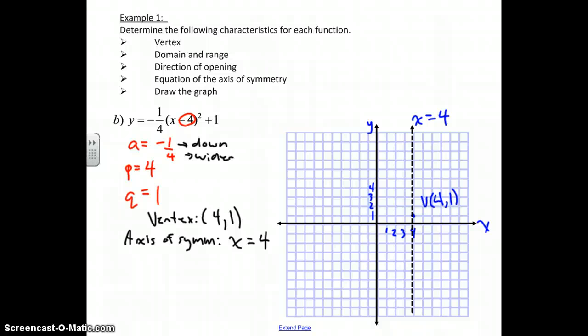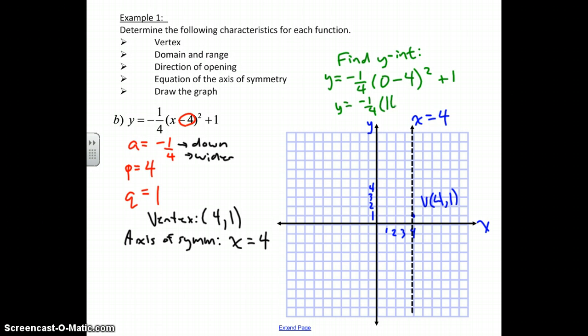In order to deal with that, we should find another point on this parabola. To find another point, I'm going to find the y-intercept. We don't have to find the y-intercept, but we should find at least one more point so we can graph it with a better idea of the actual shape. To find the y-intercept, we go to our equation, and in the spot of x, we put 0. So we get y equals -1/4 times 16 plus 1. -1/4 times 16 is -4, and then plus 1 is -3. So we get a y-intercept of -3.